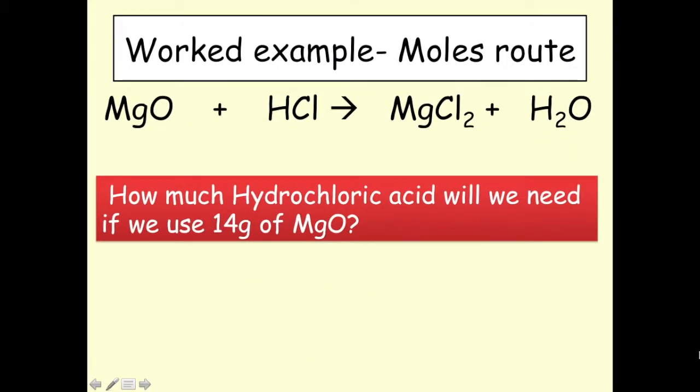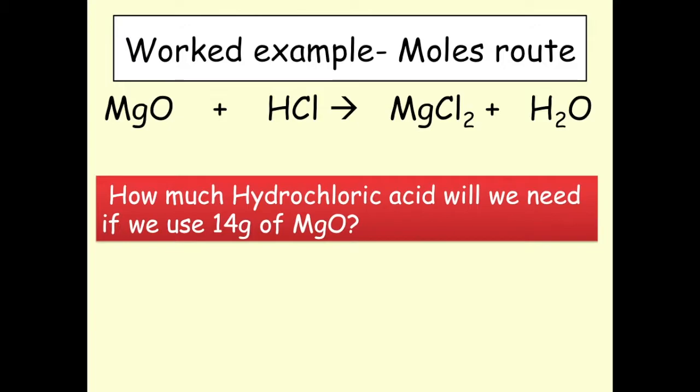Okay, so let's have a look at this question. How much hydrochloric acid will we need if we use 14 grams of magnesium oxide? Now, with questions like this, there's two different routes to answer them. There's the moles route and the mass route. And definitely with the new 9-to-1 curriculum, they're going to want you to know the moles route. So we're going to look at the moles route first of all.